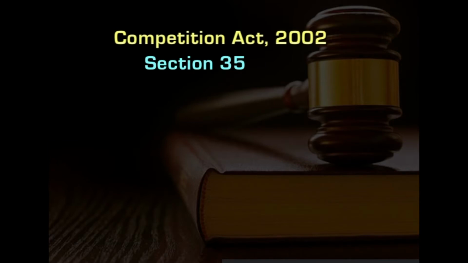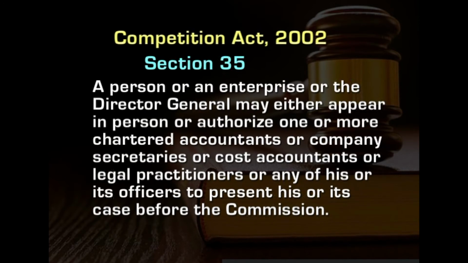The language of section 35 is as follows. A person or an enterprise or the Director General may either appear in person or authorize one or more chartered accountants or company secretaries or cost accountants or legal practitioners or any of his or its officers to present his or its case before the commission.